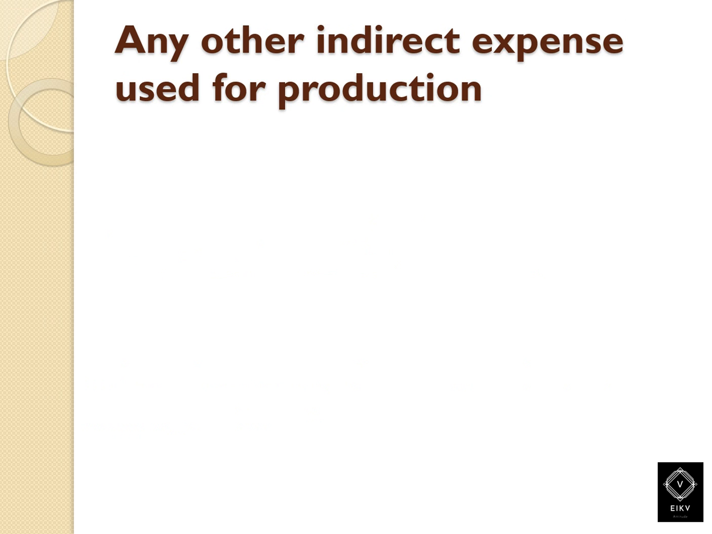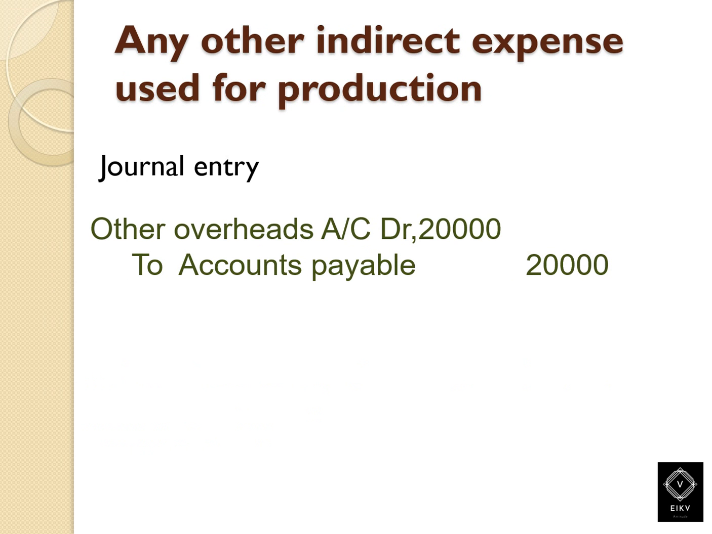Other entry, other indirect expenses used for production. Generally this will be other overhead. Other overhead can be anything related to the production which should be charged to the finished product. The entry will be: other overhead account debit, to accounts payable. As we all know, the other overhead account is an expense account and accounts payable is a liability account. When we need to increase the liability, we credit it, right? And when we need to increase expenses, the other overhead account, we debit, right? Debit all expenses and losses as per the nature of the nominal account.